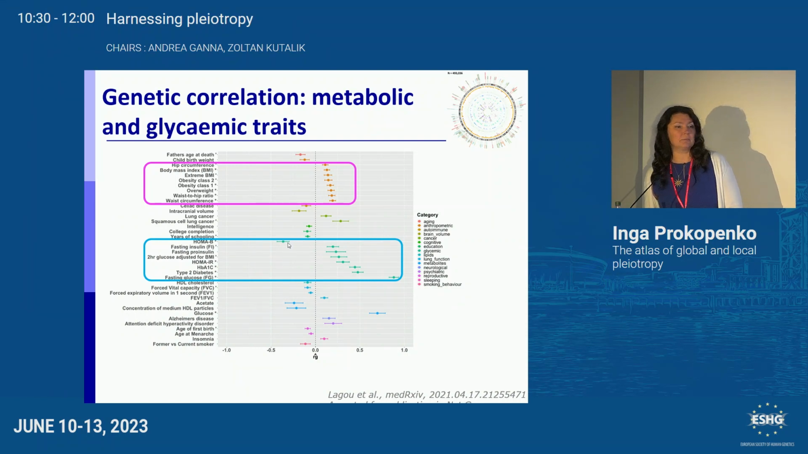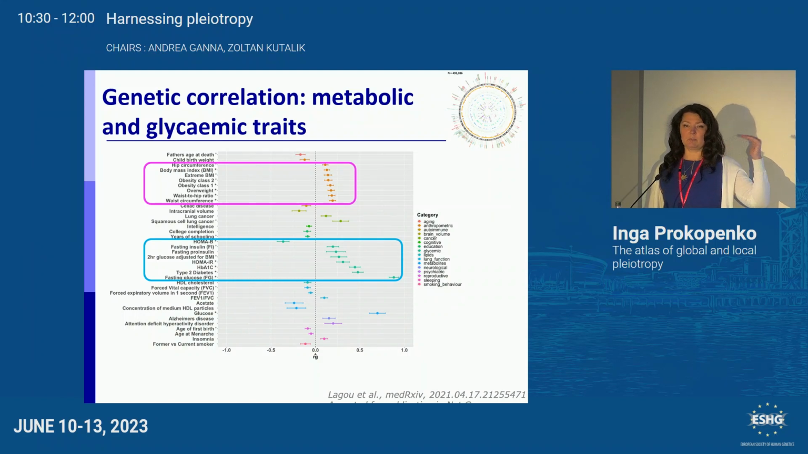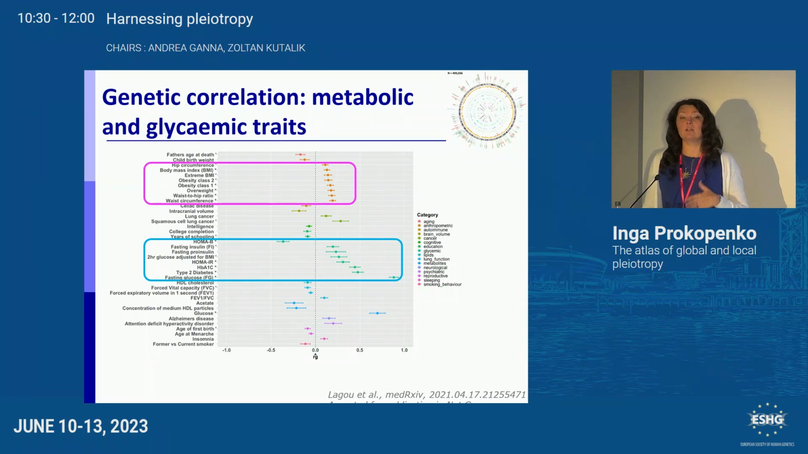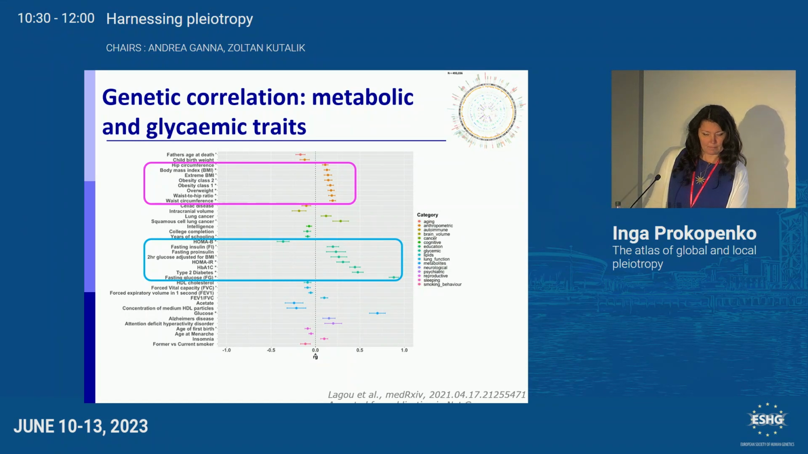This is a phenotype indicating reduction of beta cell function in the pancreas, because when people have diabetes, their pancreas is suffering pretty much. That's why it is logically inversely correlated.